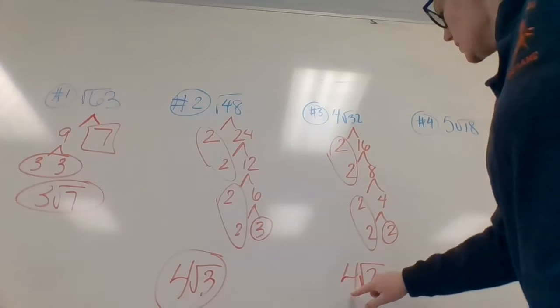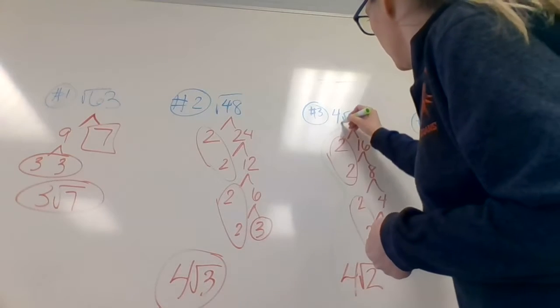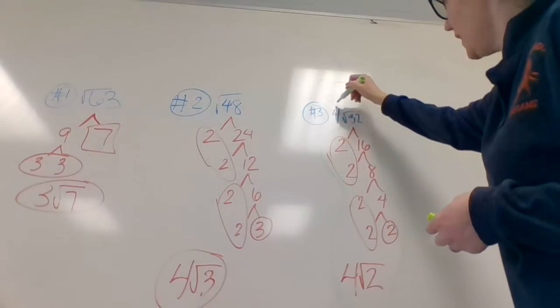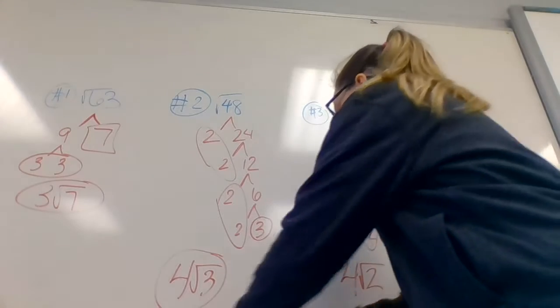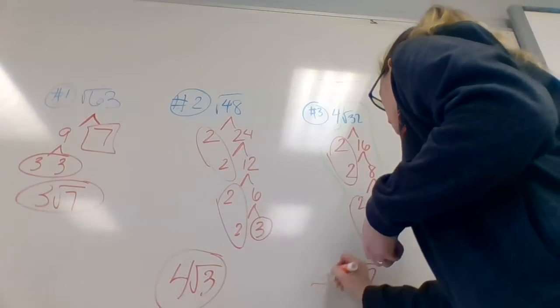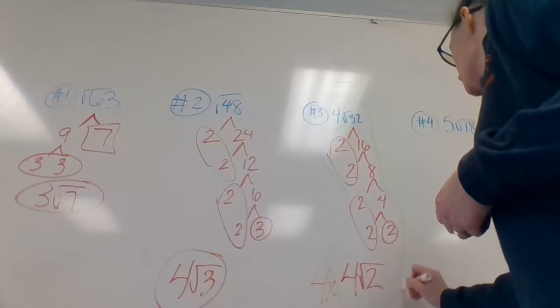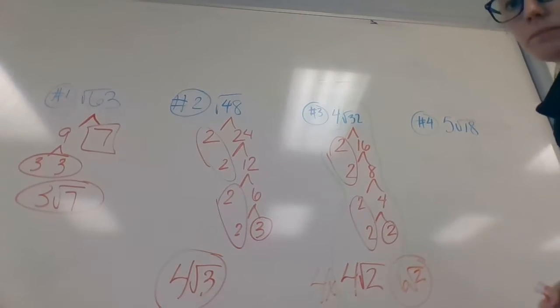But this is just what the root of 32 breaks down to, but I still have this 4 out here. So I actually need to multiply that 4 to this as well. So this turns into 4 times 4, which is 16 times the root of 2.